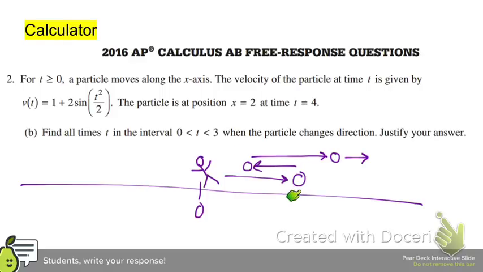So I'm looking for two things. Number one, I'm looking for where the velocity is equal to 0. And number two, I'm looking to make sure that it actually changes sign, going from positive to negative or vice versa from negative to positive. If it just comes down and bounces, like touches the x-axis but then bounces back up again, that's not a change in direction. That would be a stop, but then a continuation in the same direction.